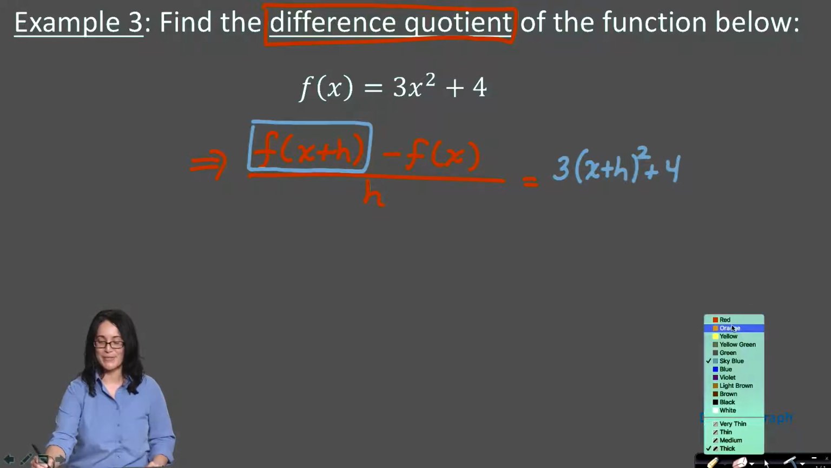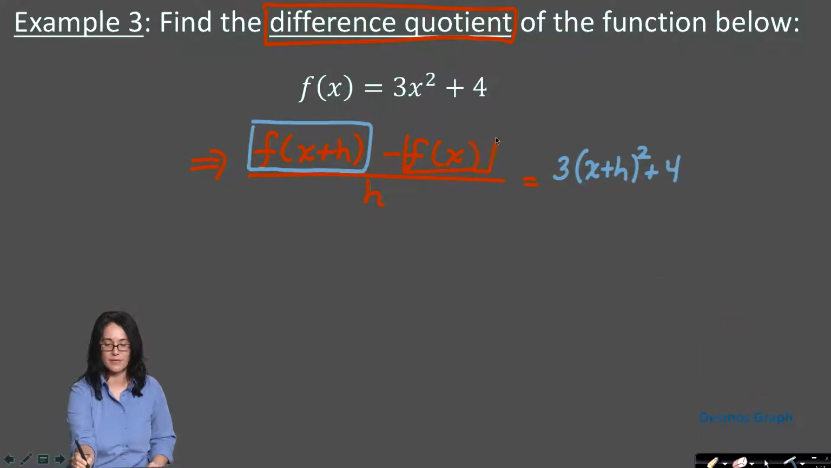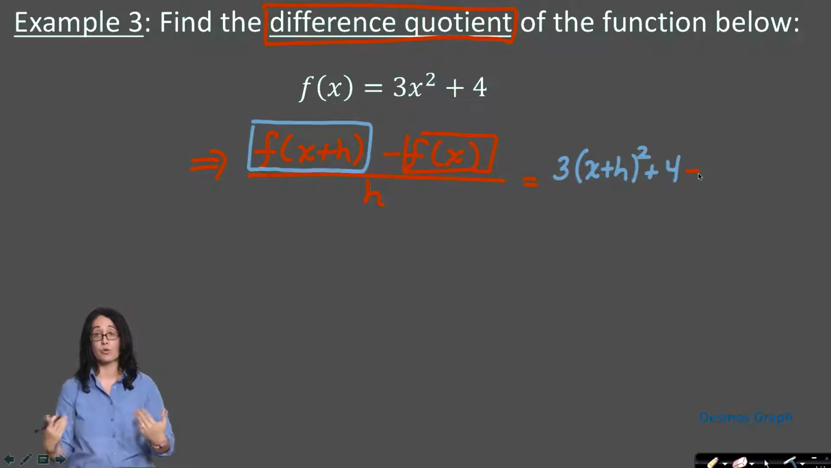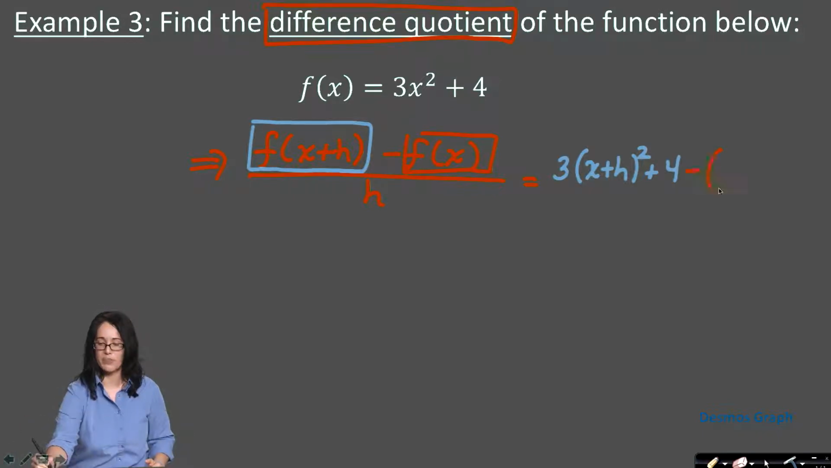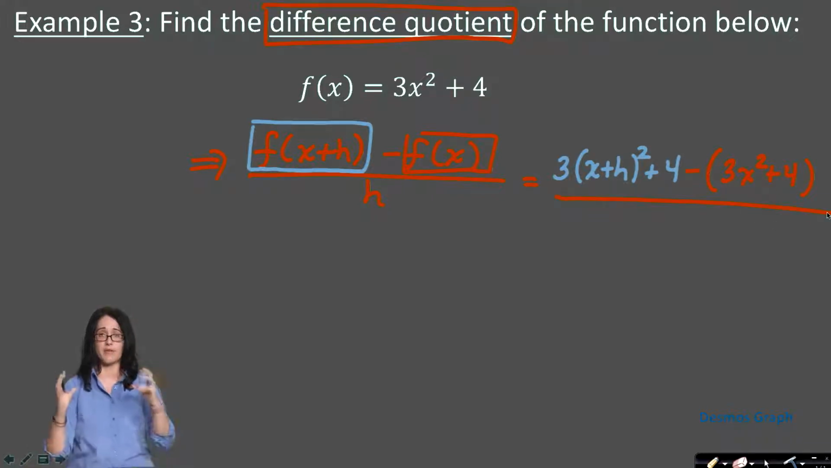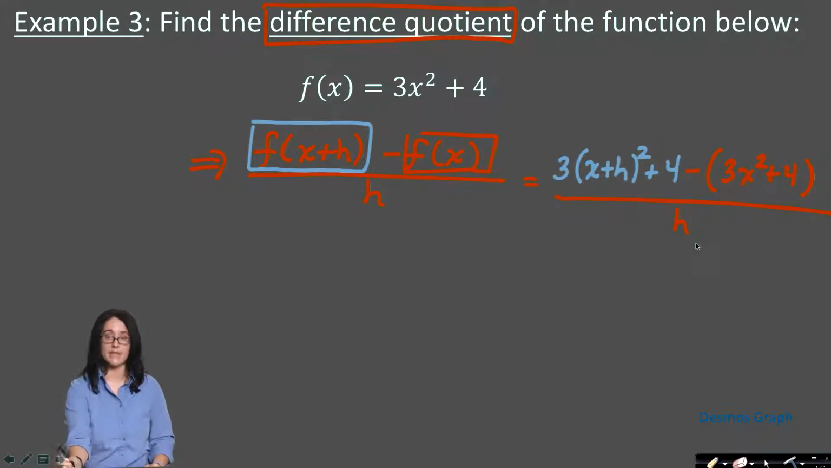The next piece was, now subtract f of x. So minus the original function's output, which would have been parentheses 3x squared plus 4. I really encourage you to write parentheses around f of x because sometimes it'll be a negative sign as that first term and you'll have to distribute. Other times it's just a good reminder that you're distributing that sign change. All divided by h, that's exactly right.